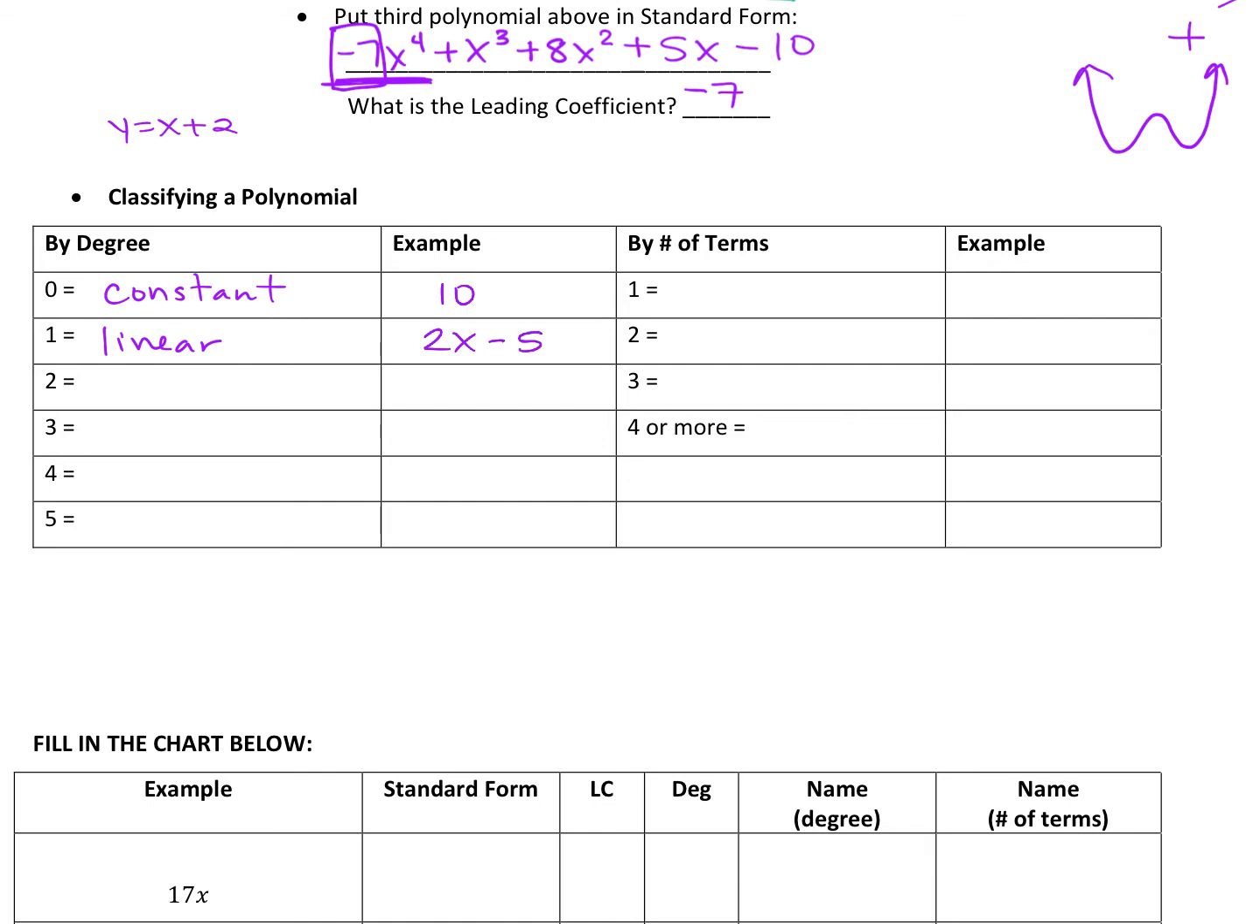If it's a degree of 2, like negative 3x squared plus 1, let's say, what shape is that graph? When it has an x squared, it's a parabola. That's a quadratic. We've done a lot with quadratics this year. That's a quadratic.